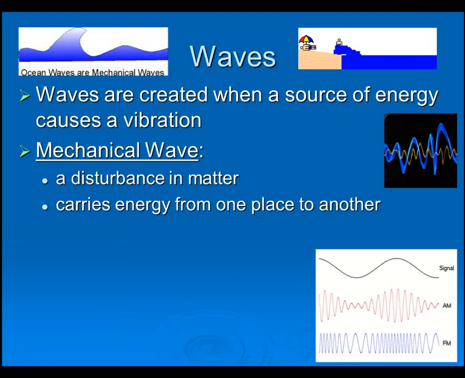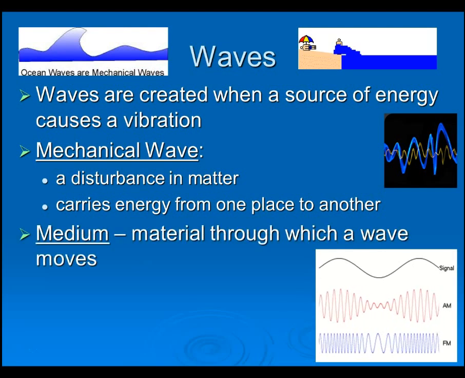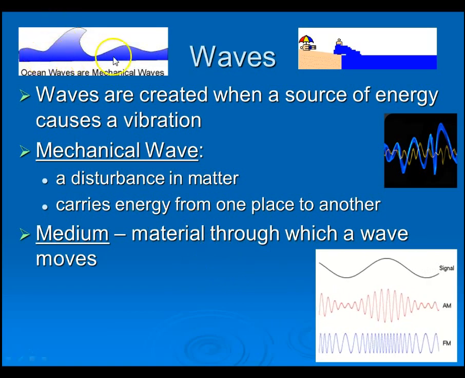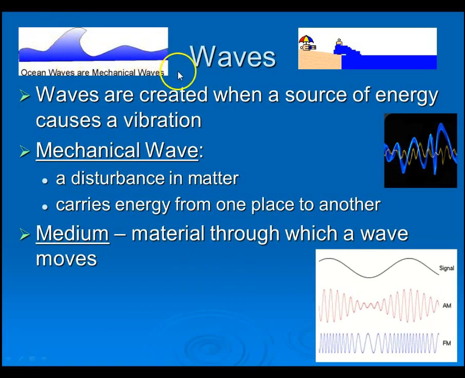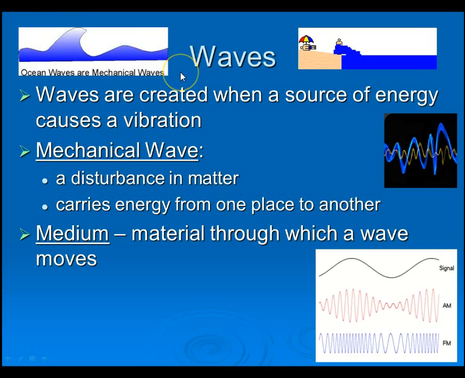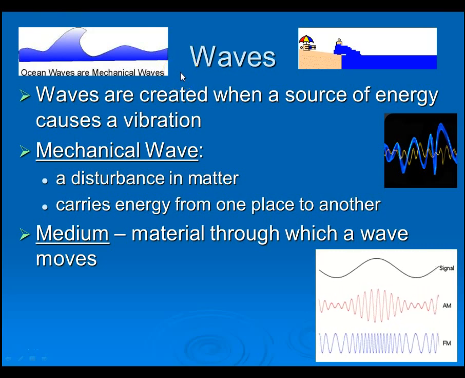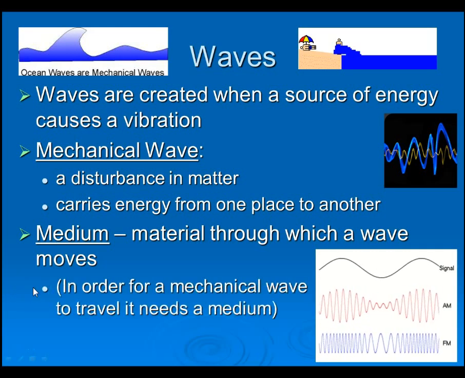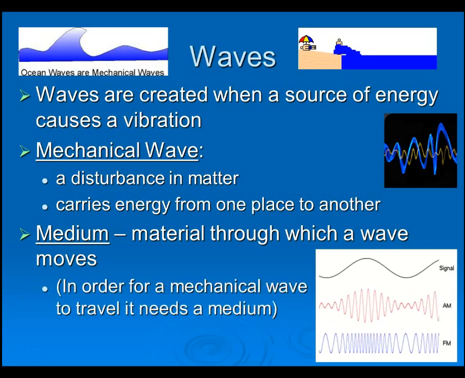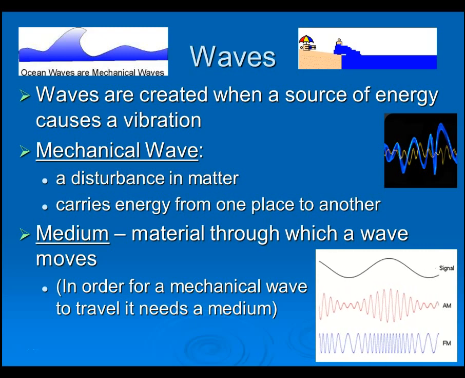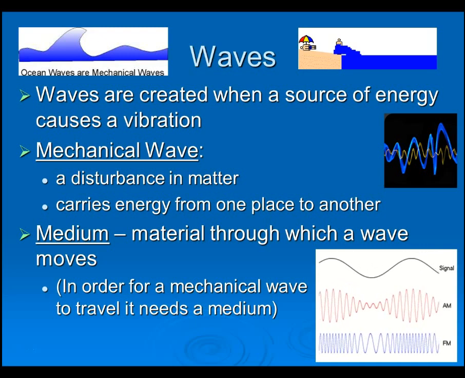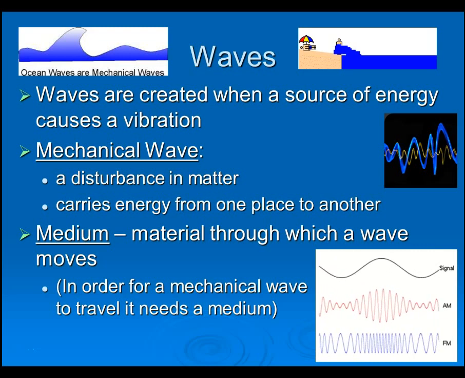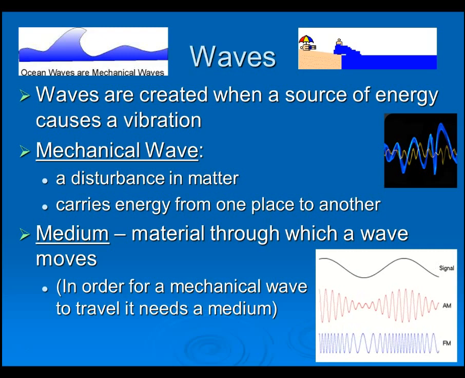Ocean waves are a kind of mechanical wave, and the medium is the material through which a wave moves. In the case of an ocean wave, the medium is the water. If it's a slinky, the slinky is the medium. If it's a sound wave, probably air is the medium through which that wave is moving. So, in order for a mechanical wave to travel, it has to have some kind of medium. Electromagnetic doesn't need it, but a mechanical wave, like that explosion that you saw there, has to have the thing that it's traveling through.